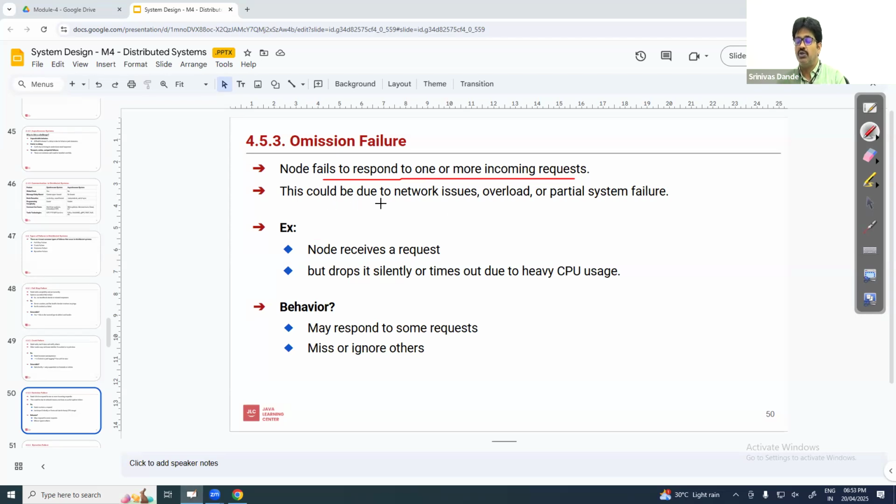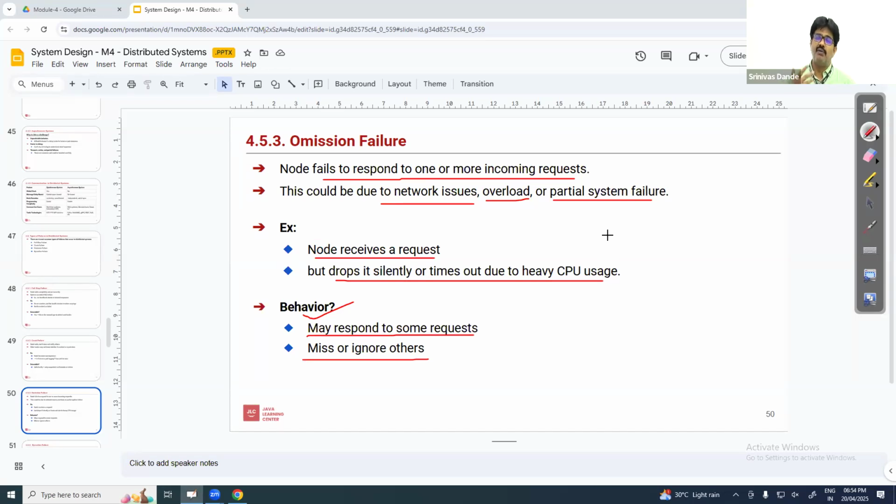This could be due to a network issue, an overloaded server, or a partial failure. There may be any reason. So it is an omission failure. The node receives a request but drops it silently due to heavy CPU work or some other reason. What's the behavior here? It may respond to some requests and ignore others, because of heavy load or a partial system failure, so it is unable to process so much.